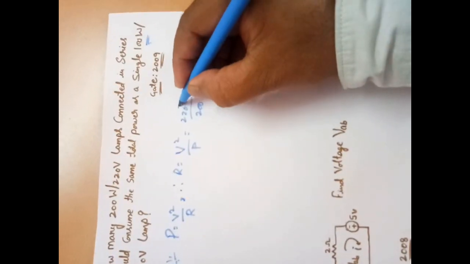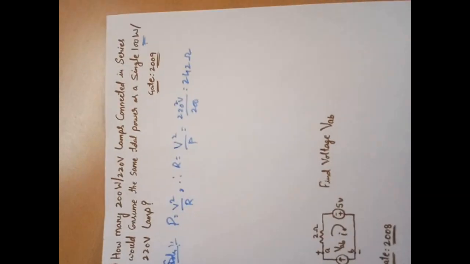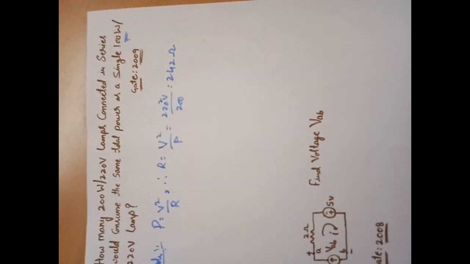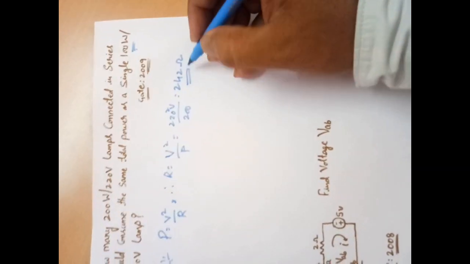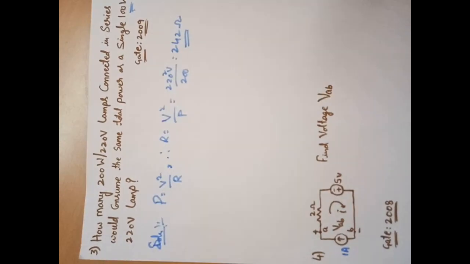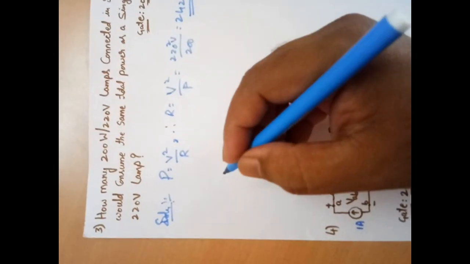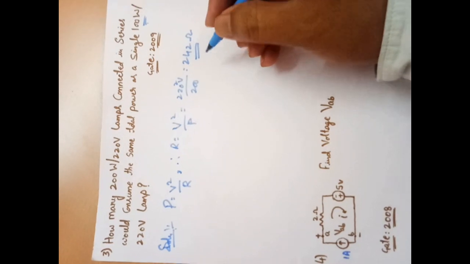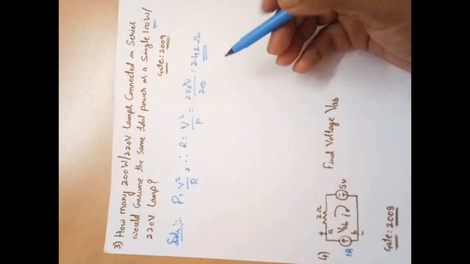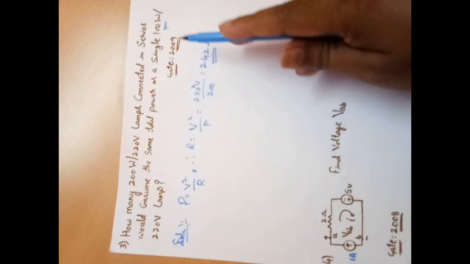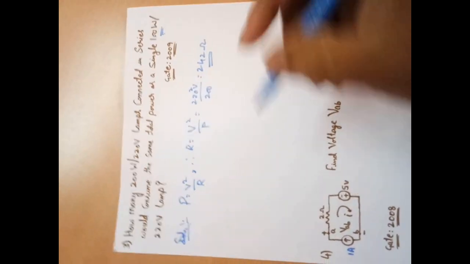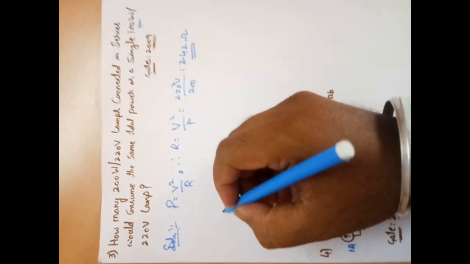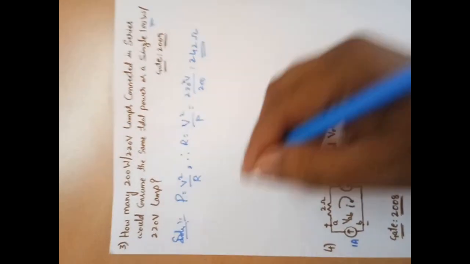This is 220 square, so once we simplify that, we get 242 ohms as the resistance. So this is the resistance of the lamp. Now the question is, how many lamps of this rating should be connected in series so that I can consume the power of 100 watts?